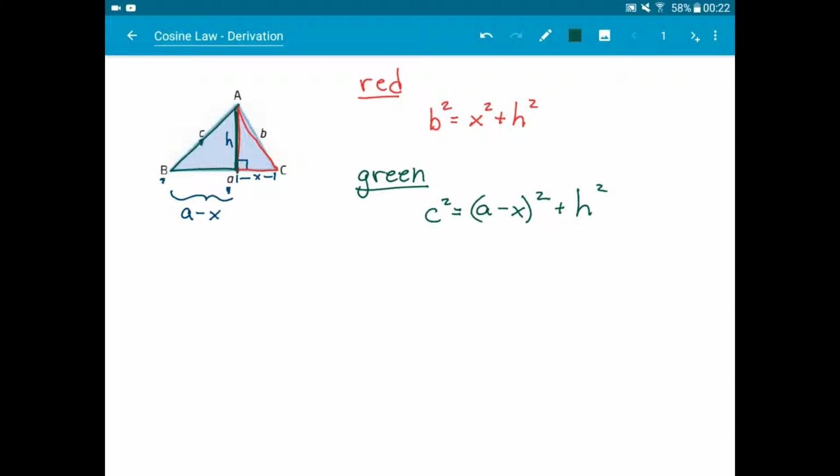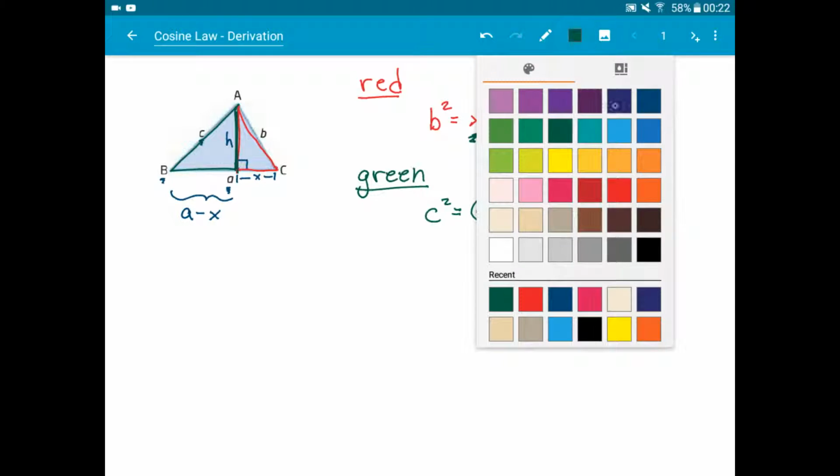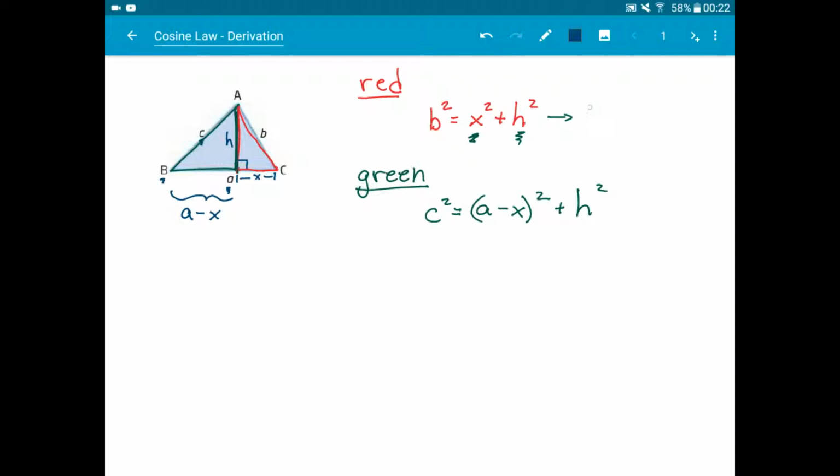Okay, and I'm going to do something right away. I don't want to live in the h world. I don't want to know anything about the height, because then we have to split the triangle up, and likewise we don't want to really have x's involved either. So let's just rearrange this guy here. We use blue for our rearrangement, and we'll write out that h squared is equal to b squared minus x squared. All I did there was I subtracted x squared from both sides. And I just wrote it in the opposite order because I just find it easier.